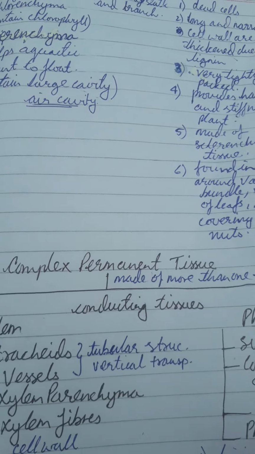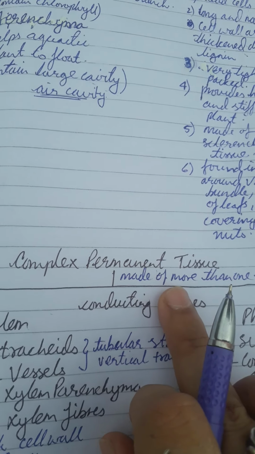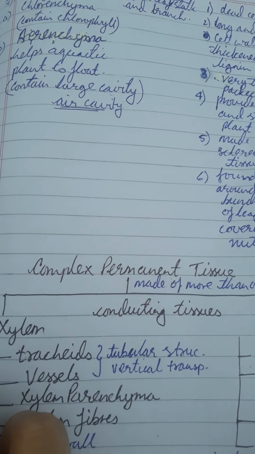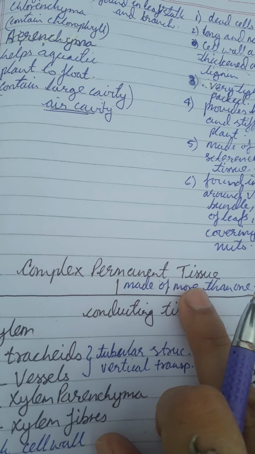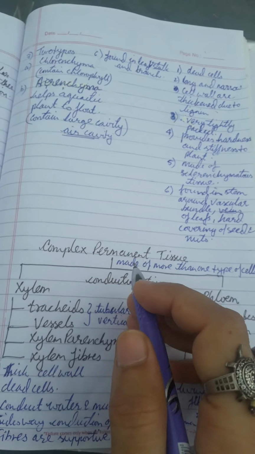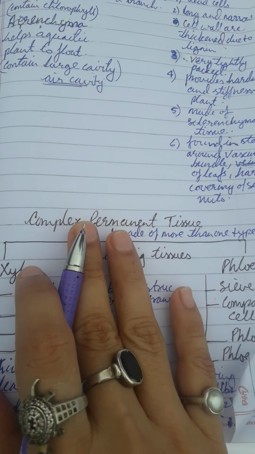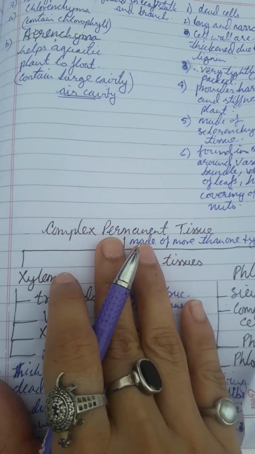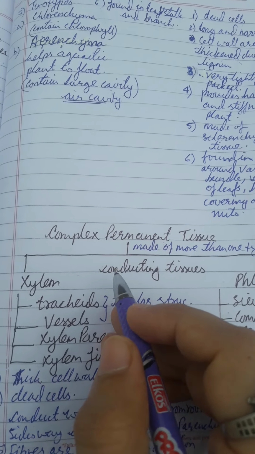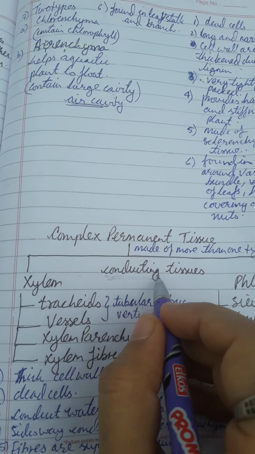Now, we'll come to the complex permanent tissues. The complex permanent tissues are made up of more than one type of cells. Clear? The simple permanent was made up of one type of cell. These are made up of more than one type of cells. Now, these are also called conducting tissues because they help in the conduction of food and water and minerals. Conducting tissue means that it helps in the conduction of food and water and minerals.